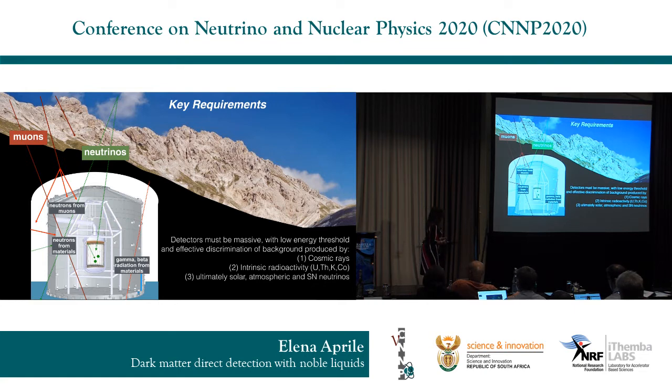And this background has many origins, from cosmic rays to intrinsic radioactivity of all the materials. And ultimately, we call it background, but we are looking forward to seeing neutrinos in this detector: solar neutrinos, atmospheric neutrinos, supernova neutrinos. But the search for WIMPs has made, as I will show in a moment, huge progress, mostly by these experiments overcoming this huge challenge of reducing the background rate in the detector to extremely low levels.